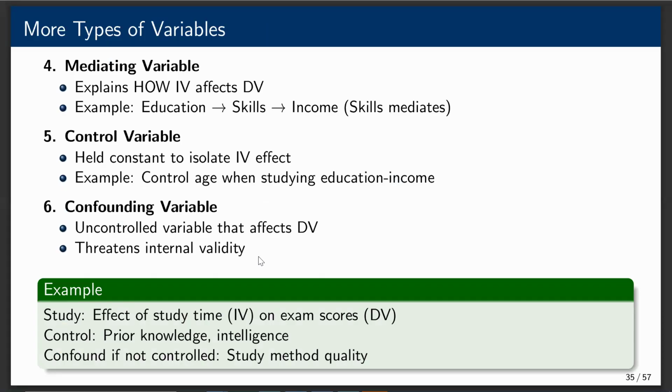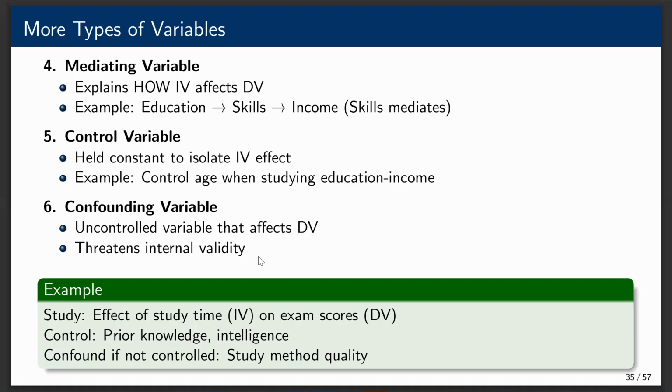So fourth is the mediating variable. Basically it explains how the independent variable affects the dependent variable. Example, education, skills, income, where skill mediates. Control variable, which is held constant to isolate the independent variable effect. Example, control age when studying the education and income relationship.